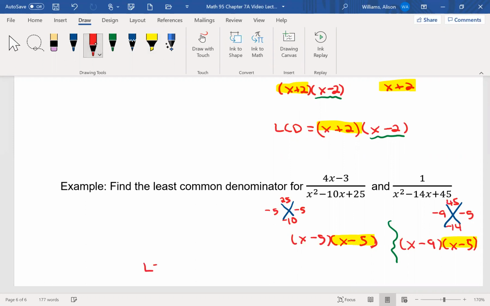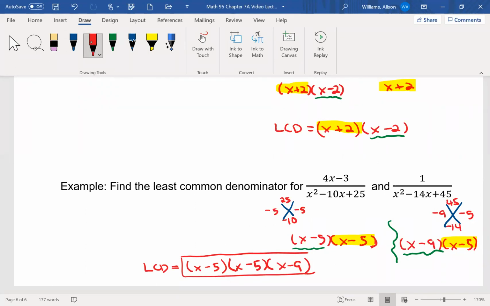So that's going to go into the LCD. I'm kind of out of space here, so I'm going to write it over here. So x minus 5 is in the LCD. Okay, and then what's extra? There's an extra x minus 5 and an x minus 9. So that's going to go into the denominator. And that's the LCD. If you want, you can write the x minus 5 as x minus 5 squared because it's twice. That's fine. But yeah, that's the LCD, and that's the answer.